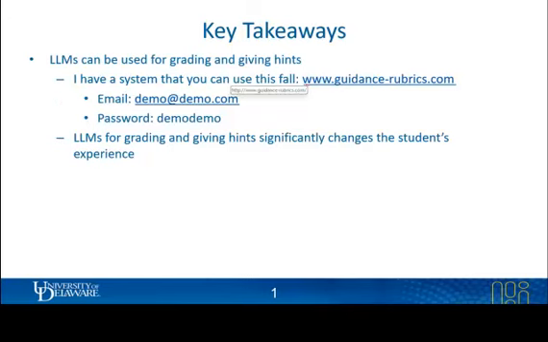I made a website where you can edit and manage the rubrics, which is a key part of this idea. You can log in with this email and this password. It's very much a prototype, so be gentle with it. It crashes a lot, but you can see the basic ideas. But it does work.